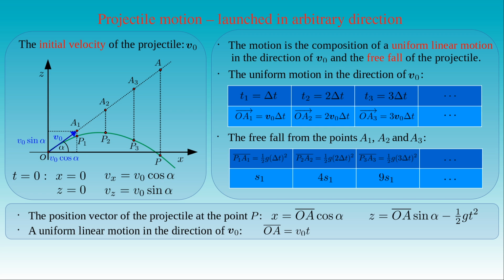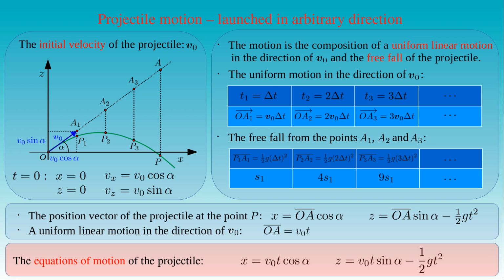Then we conclude that the equations of motion for the projectile launched with the initial velocity v0 are the following. The x-component of its position vector is given by the magnitude of v0 times the time t times cosine alpha. And its z-component is equal to the magnitude of v0 times the time t times sine alpha, minus 1 over 2 times the gravitational acceleration g times the square of the time t.